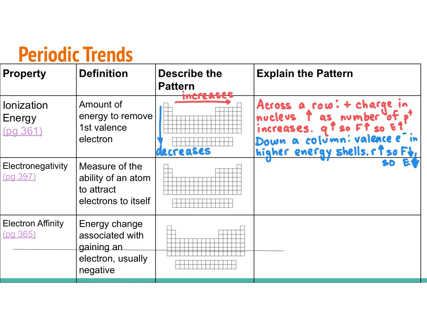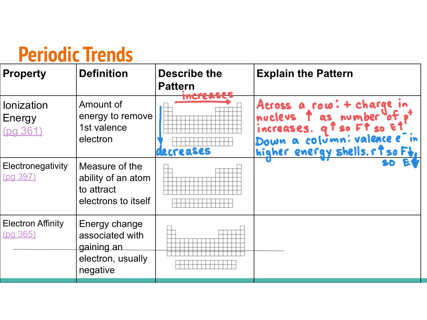So that should be a down arrow right there. So weaker force, less energy required to separate electrons. The second trend to consider is electronegativity. Electronegativity is a measure of the ability of an atom to attract electrons to itself. So it's how tightly an atom pulls electrons from nearby into itself. It is very closely related to ionization energy.